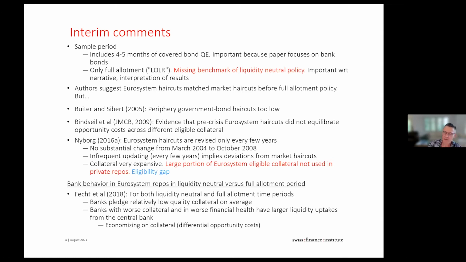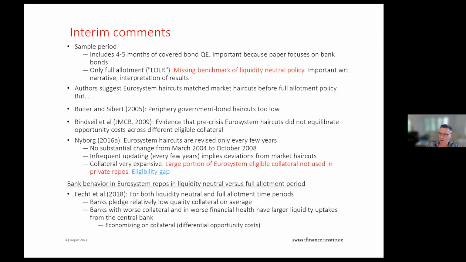Also, the collateral in the Eurosystem is extremely expansive, as we have had allusions to in the last couple of talks. A large portion of Eurosystem eligible collateral is not used in private repos. There's an eligibility gap. It's huge. And this, I think, is very important for this paper. And this is before crisis and after crisis.